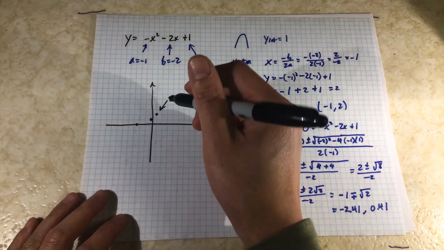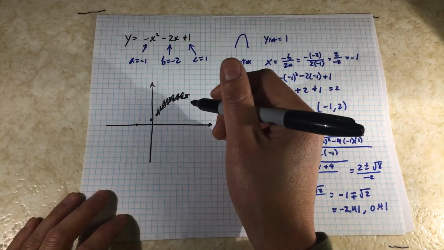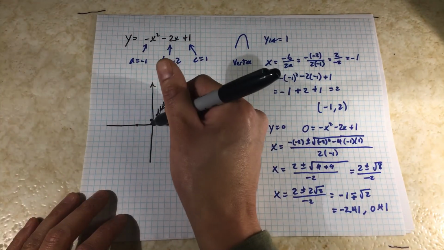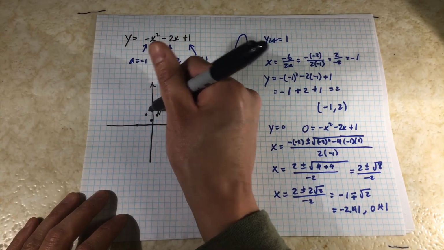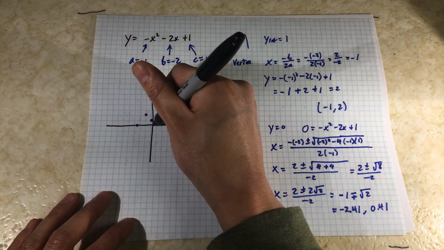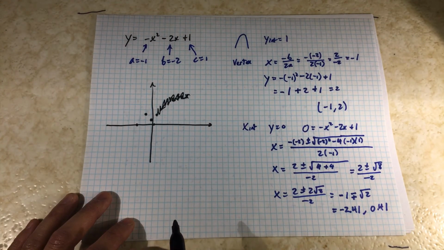Oh, I'm sorry, I drew the vertex in the wrong location. I was like, this thing doesn't look like it's supposed to. So it's (-1, 2), so you go left 1, up 2. There's my vertex. And then my other point is 0.41, which would be a little bit less than halfway between 0 and 1.